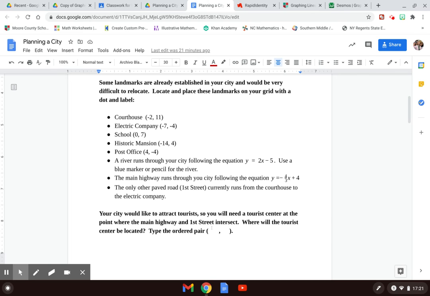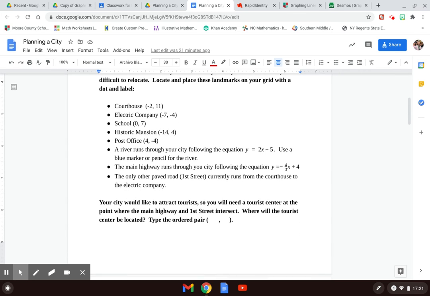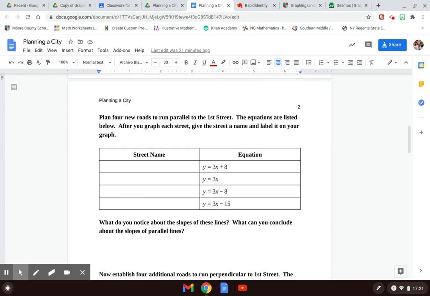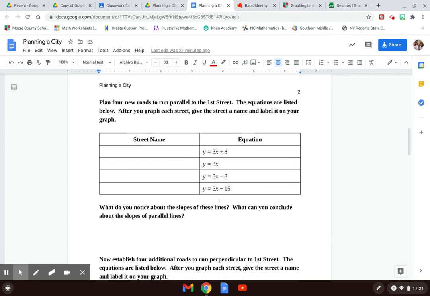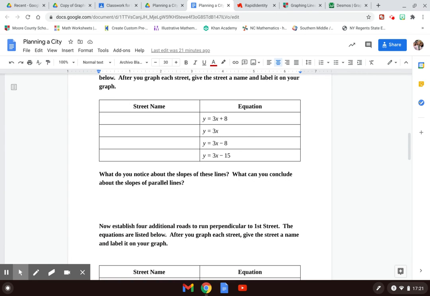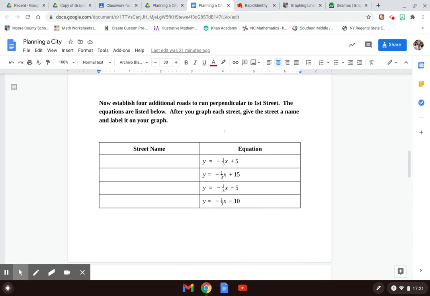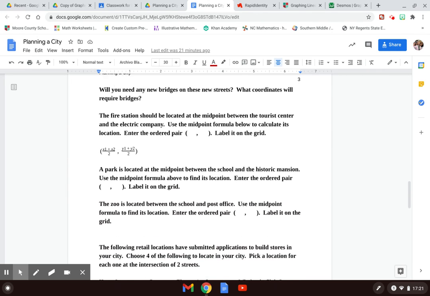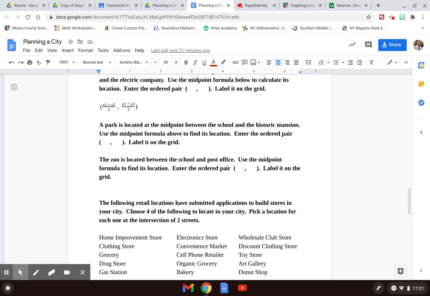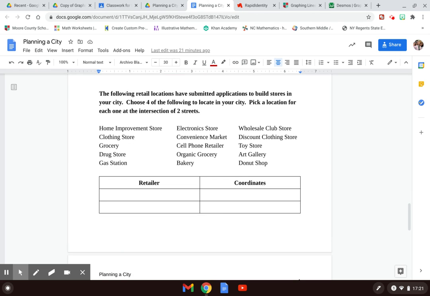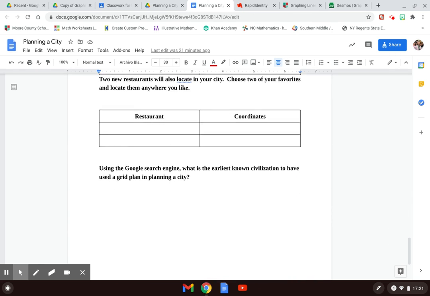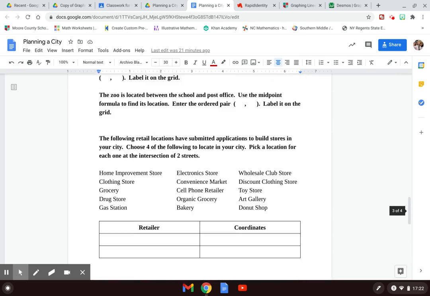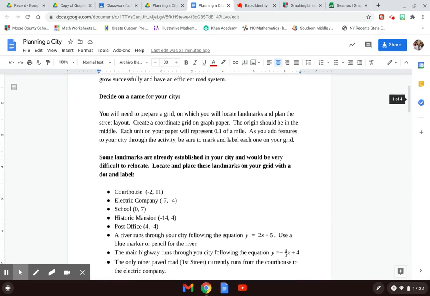It also tells you to graph a tourist center. As you go through this, you're going to be asked to plan some new roads, and it's going to give you equations to draw as the plans for those new roads. Then you're going to draw some other new roads, and there are some equations given here for you to draw as well. You need to answer all the questions that are in bold. You're going to find some midpoints again, which is something that you did at the beginning of the year. And then you're going to plot some more places in your city. This part is going to be due Monday.